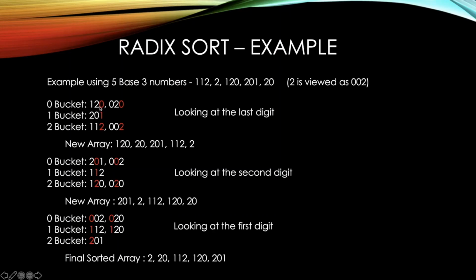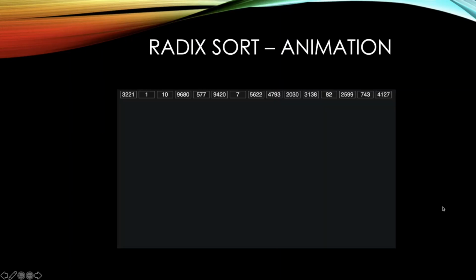We then put them in this order. So 120, 20, 201, 112, and 2. We then sort this based on the second least significant digit. So everything that is a 0 in the second digit. And again, we put this down here to get 201, 2, 112, 120, and 20. Lastly, we look at the first digit, or the hundreds, and in the end we'll have a sorted array.